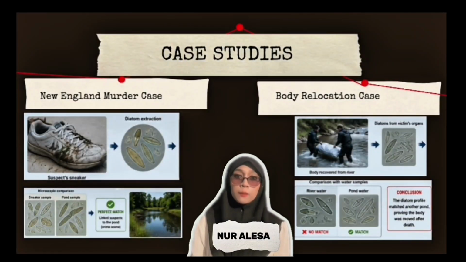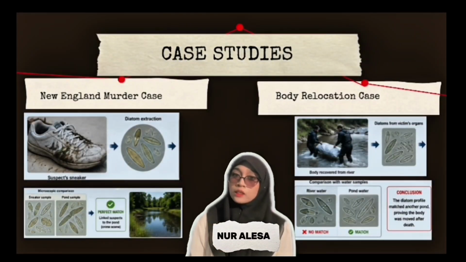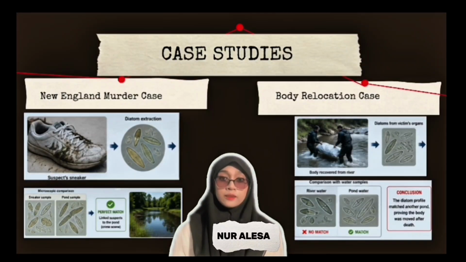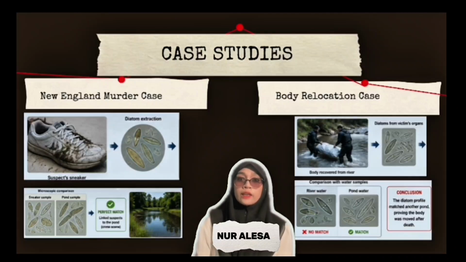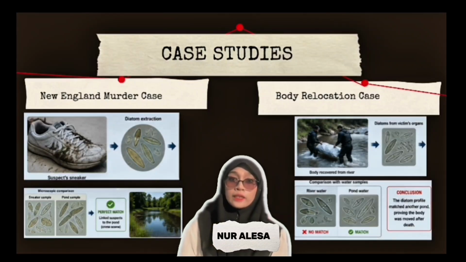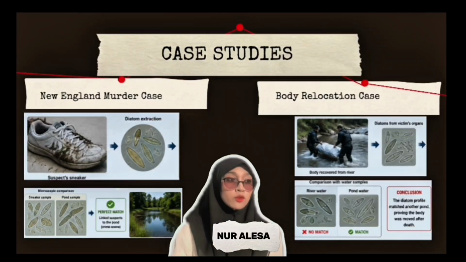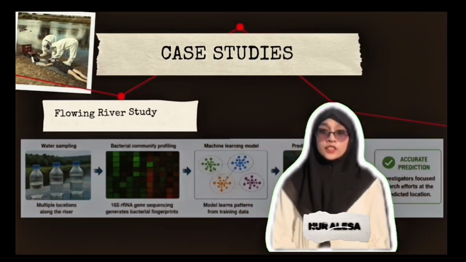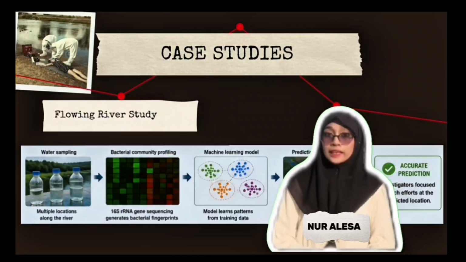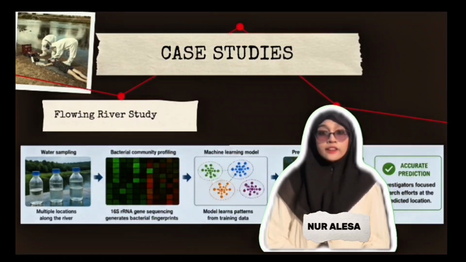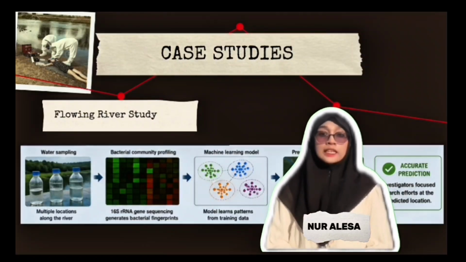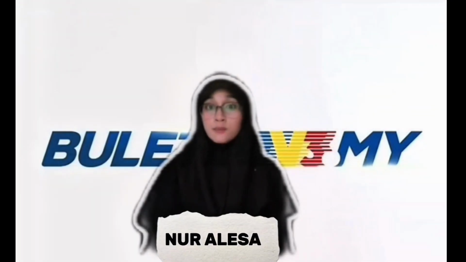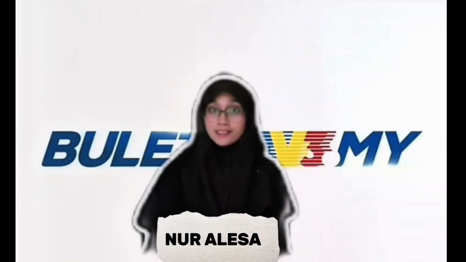In another case, a body was found in a river. However, the diatoms inside the victim's organs did not match the river water. Later, the investigators found another river with the same microbial profile, showing that the body had been moved after death. The journal also explains how bacterial profiling and machine learning can help identify drowning locations, especially in flowing rivers. Next, these are example cases that can use diatom analysis.